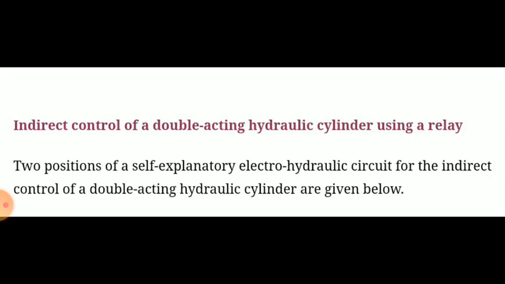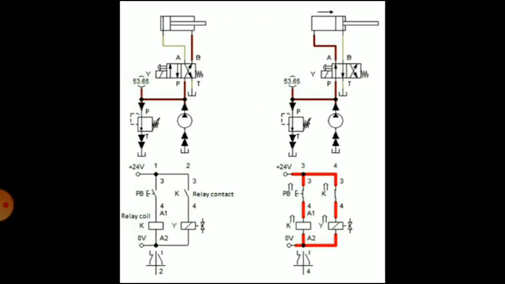Then we will see the indirect control of a double acting hydraulic cylinder using a relay. For indirect control of the electrohydraulic circuit, the relay is used. In the direct control that we have seen in the previous slides, there was no relay used. But in the indirect control of the double acting hydraulic cylinder, the relay is required. So you can see the circuit diagram. On the top you can see the hydraulic circuit, and at the bottom you can see the electrical circuit for that function.